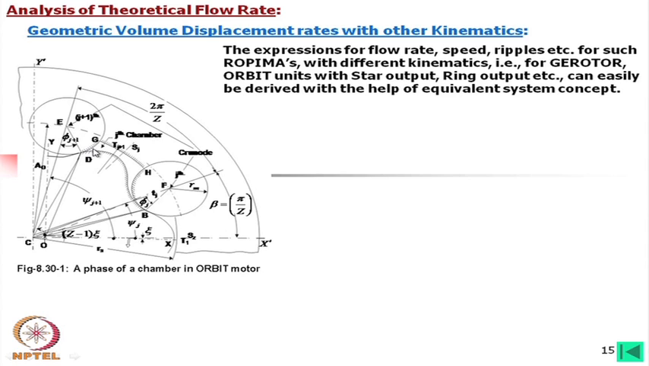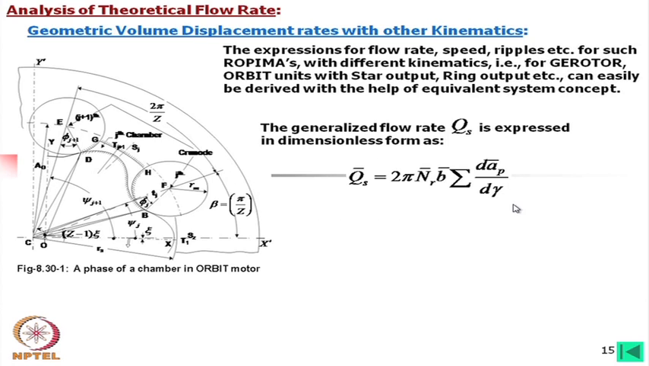Now, what we have done is analyzing all such areas with respect to the orbit motor, but if we know the kinematics, the same formula can also be used for the other kinematics, that means G rotor units. How? Let us see. The general flow we can express, what we have derived, is 2 pi nr, where nr is the output rotation, b is the width, so dap and d gamma. This gamma is the general angle of rotation we have given. If you add them, you will find the rotation, and in case of orbit motor, we will put eta, and this is the output rotation of the shaft.